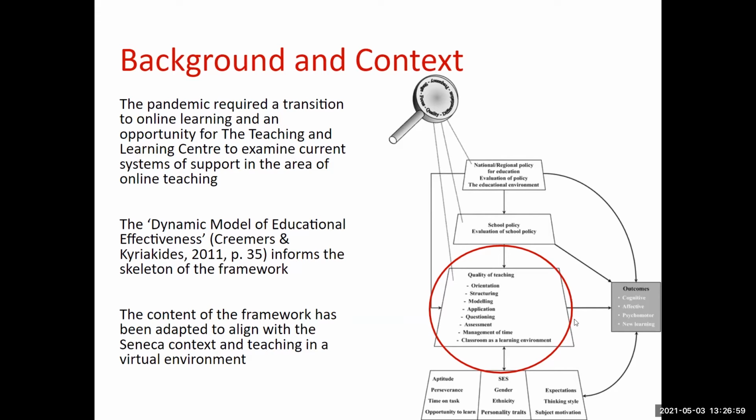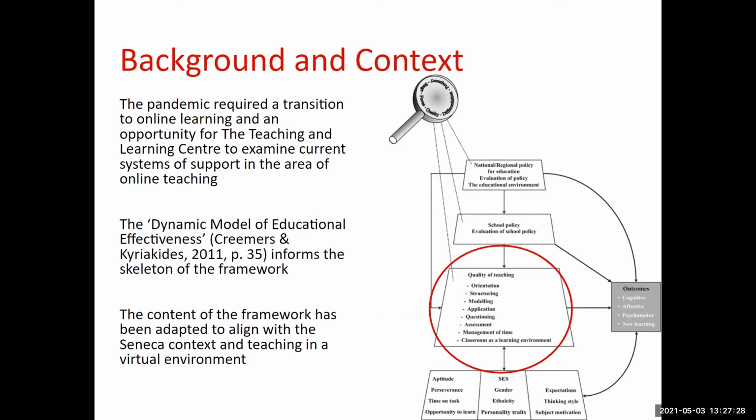So, in order to do that, we wanted to start with something that we might lean on from the research literature about quality teaching and something to really guide the structure of this framework. And here, what you'll see on the screen, I was particularly drawn to this dynamic model of educational effectiveness. And overall, this model provides a really wholesome approach to school and system improvement.